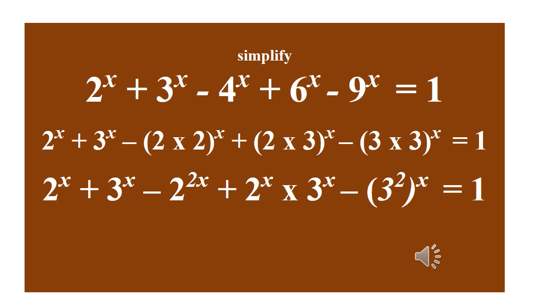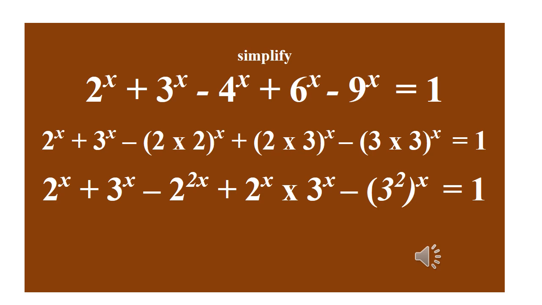Then we have 2 raised to power x plus 3 raised to power x minus 2 raised to power 2x, that is 2 times 2 is 2 raised to power 2. That is 2 in 2 places. Then since it's having power x before, we now have 2 raised to power 2x. Then plus, we open the bracket of 2 times 3 raised to power x.